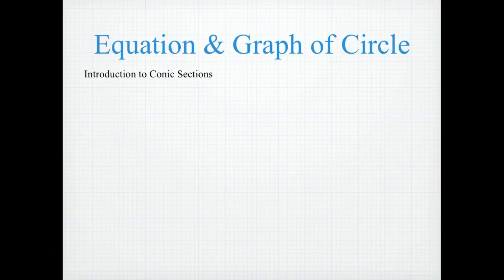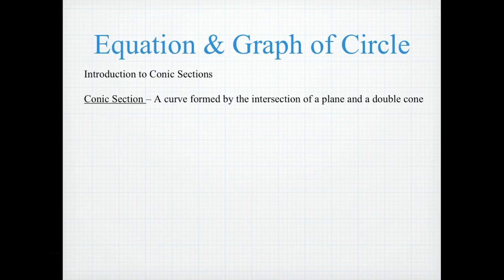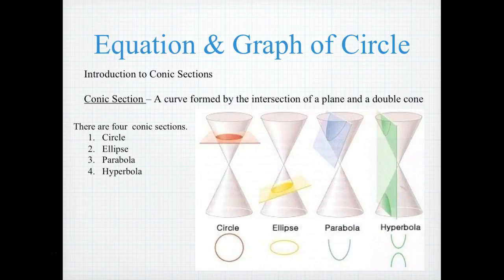Before we introduce a circle, we need to introduce conic sections. A conic section is a curve formed by the intersection of a plane and a double cone. Here are the four types of conic sections. We have a circle, an ellipse, a parabola, and a hyperbola.